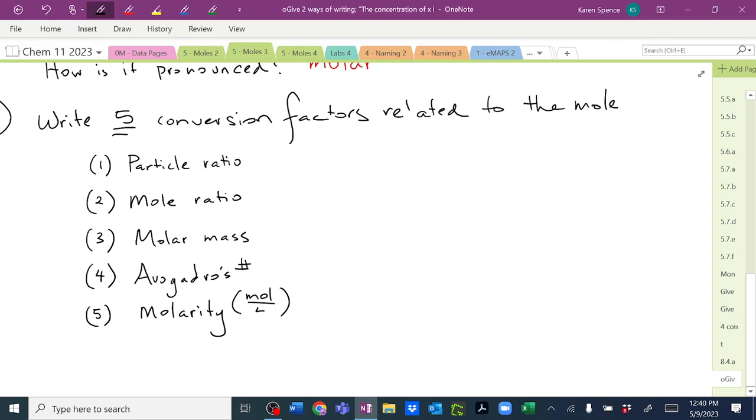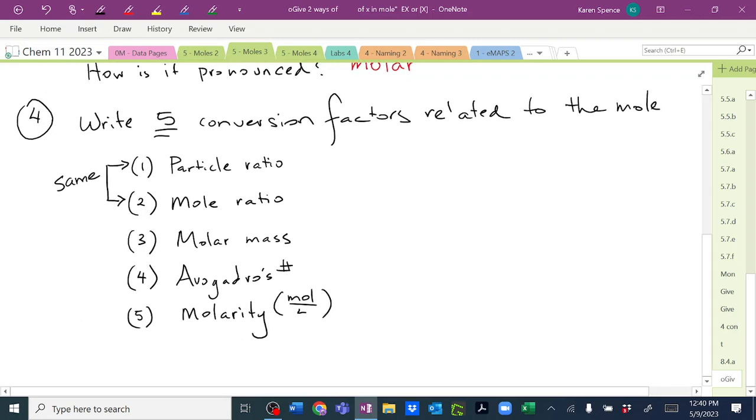Which of those two are the same as each other? The particle ratio and the mole ratio are the same. Just one needs the word mole in it and the other doesn't. But you find both of them from the chemical formula, okay?